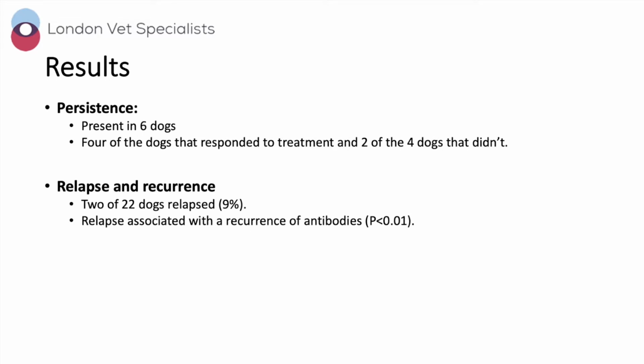So 4 of the dogs that responded to treatment and 2 of the dogs that didn't also displayed persistence of anti-platelet antibody later on in the study. And 2 of the 22 dogs had a relapse, which was also associated with a recurrence of antibodies in both dogs. So in one dog, the relapse occurred 17 months after the initial diagnosis, and then another one a year after. And in the second dog, the first relapse occurred 10 months after the initial diagnosis.